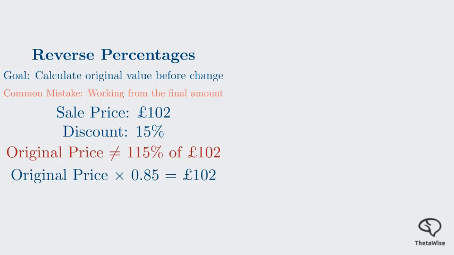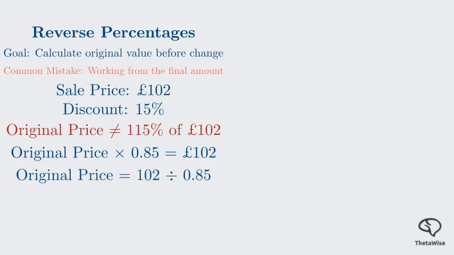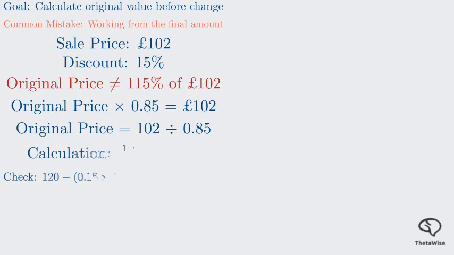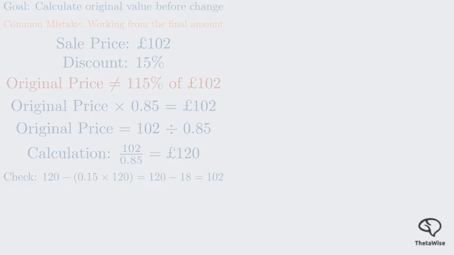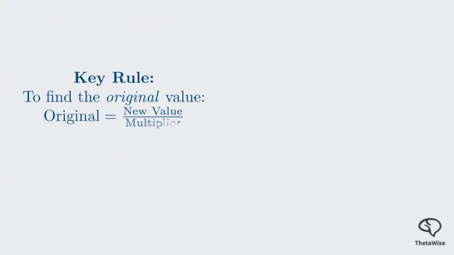We can write this as original price times 0.85 equals 102. To find the original price, we divide 102 by 0.85. This gives us £120. You can check this by taking 15% of 120, which is 18, and subtracting it from 120 to get back to 102. Remember this rule for your exam. If you are moving backwards in time to find an original value, you divide by the percentage multiplier.